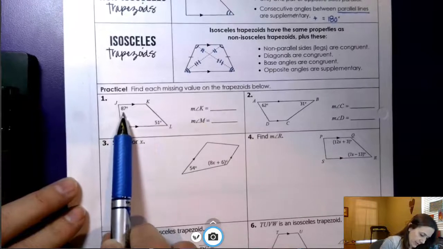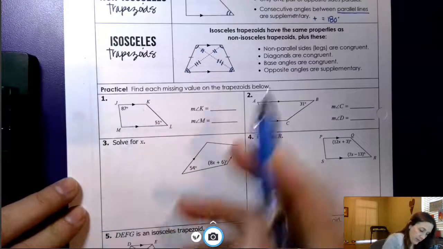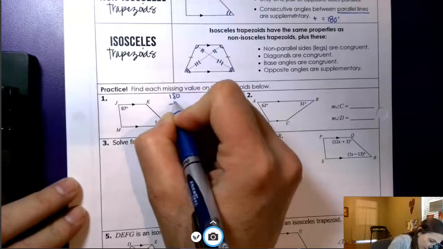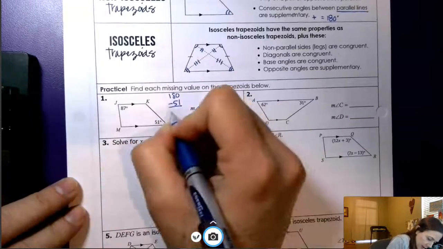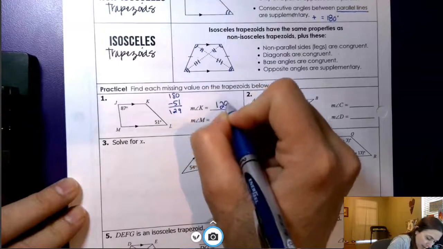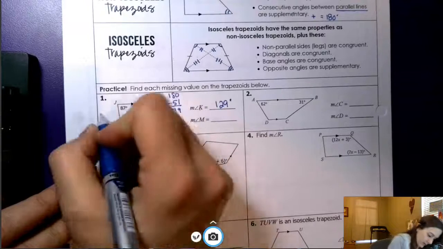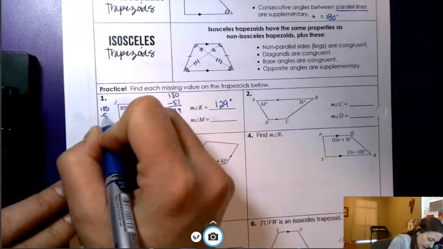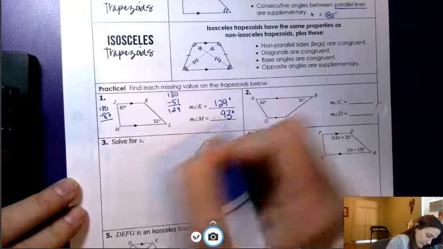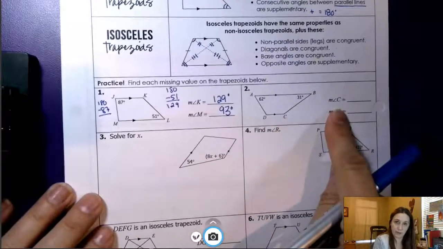If this is 87, this is 51, well, these two have to be supplementary. So I can do 180 minus 51. I end up getting 129 degrees. Now 87 and m have to be supplementary. 180 minus 87, I end up with 93 degrees. Same thing, do this one over here. I'll come back and check your answers in a moment for you.